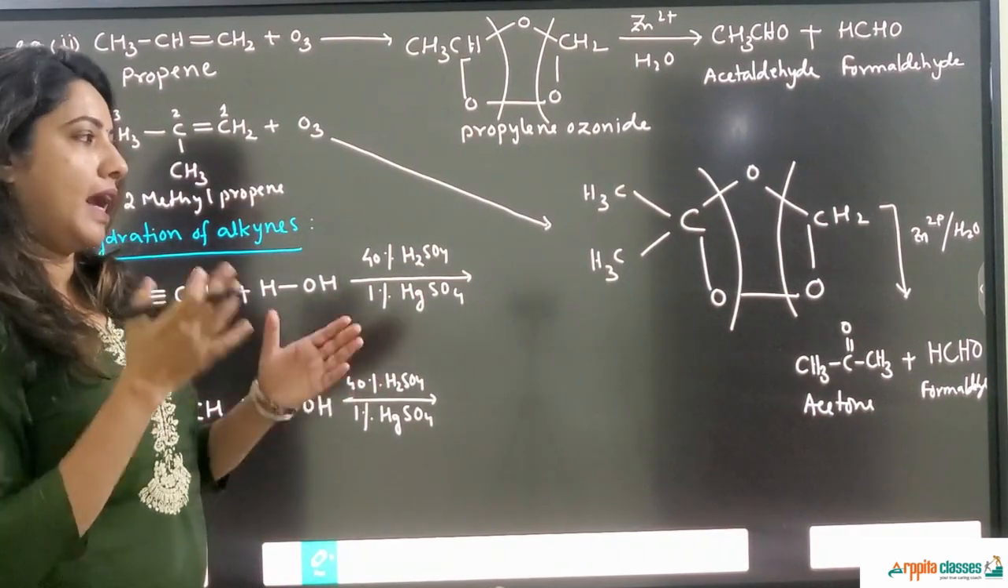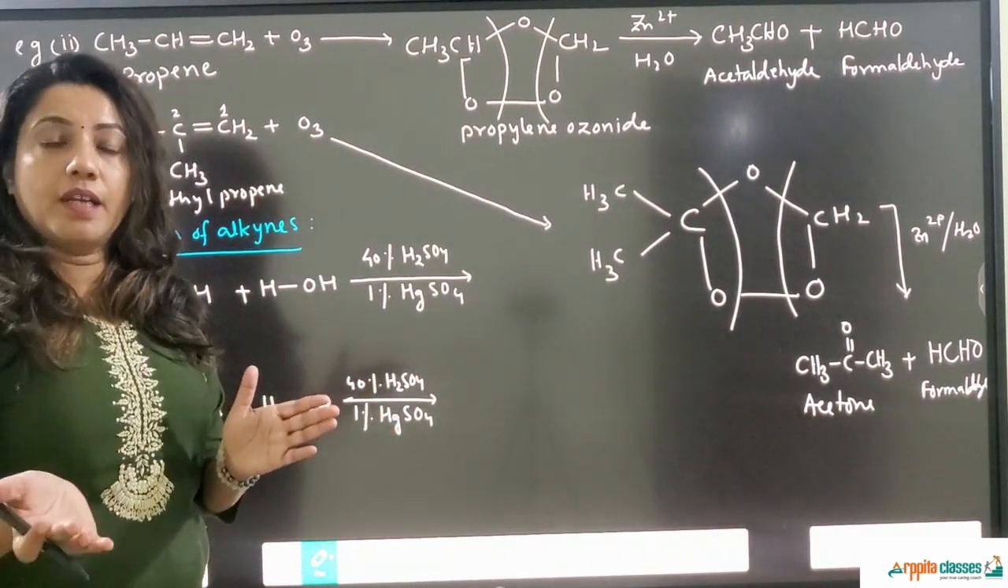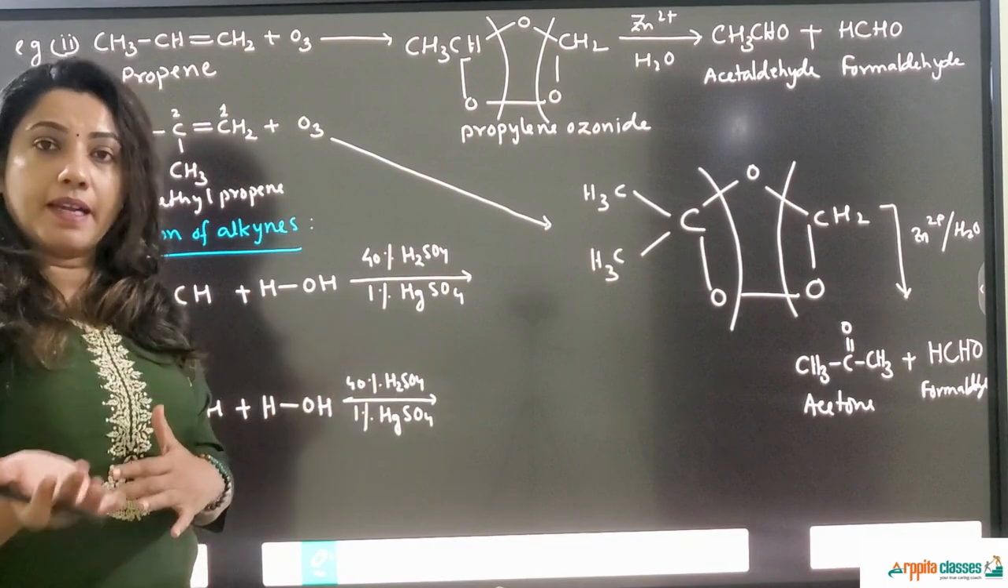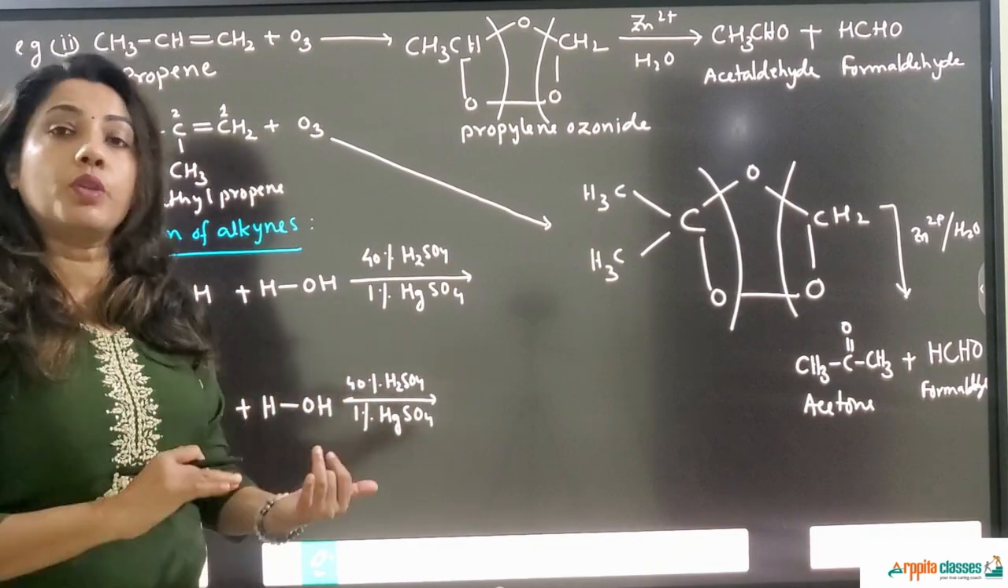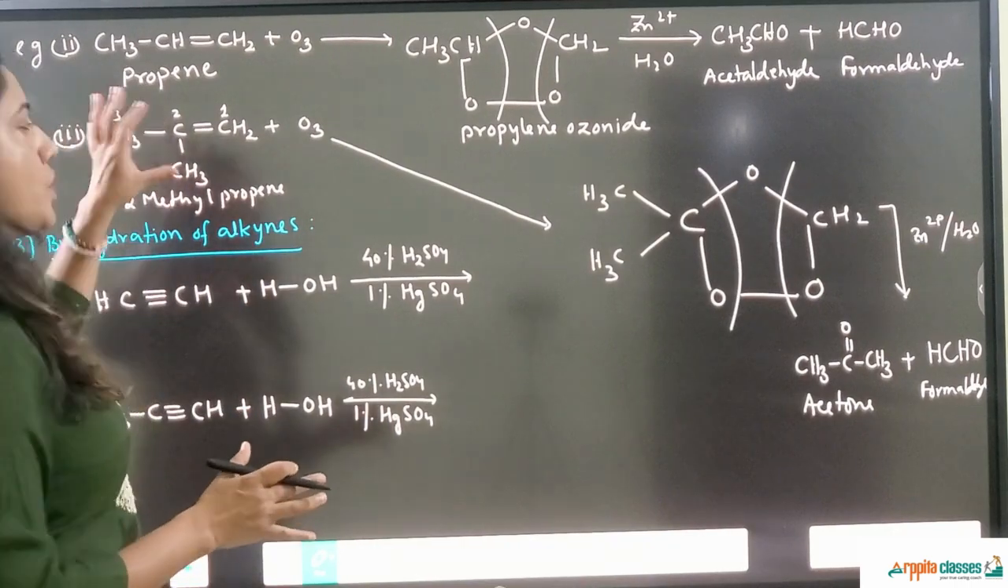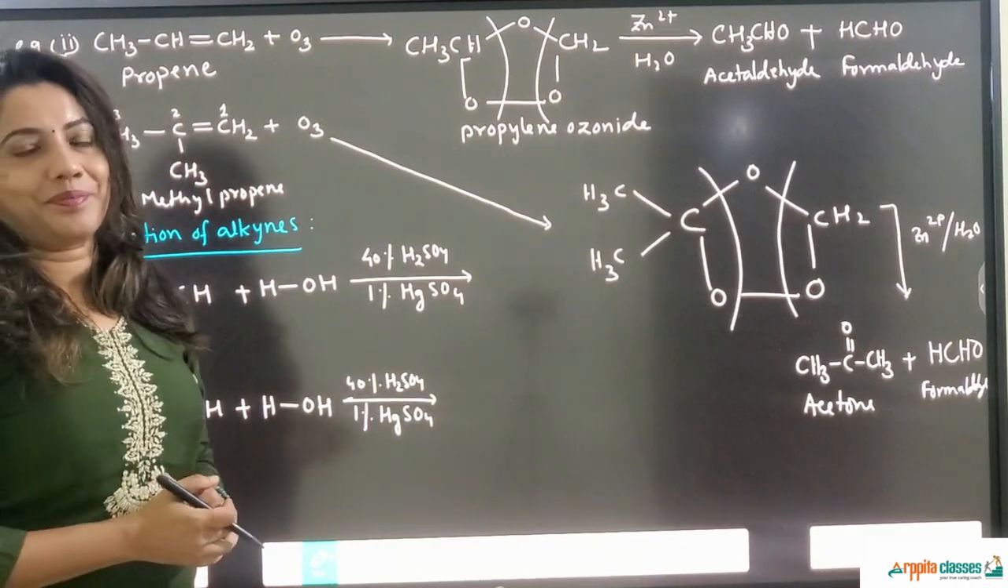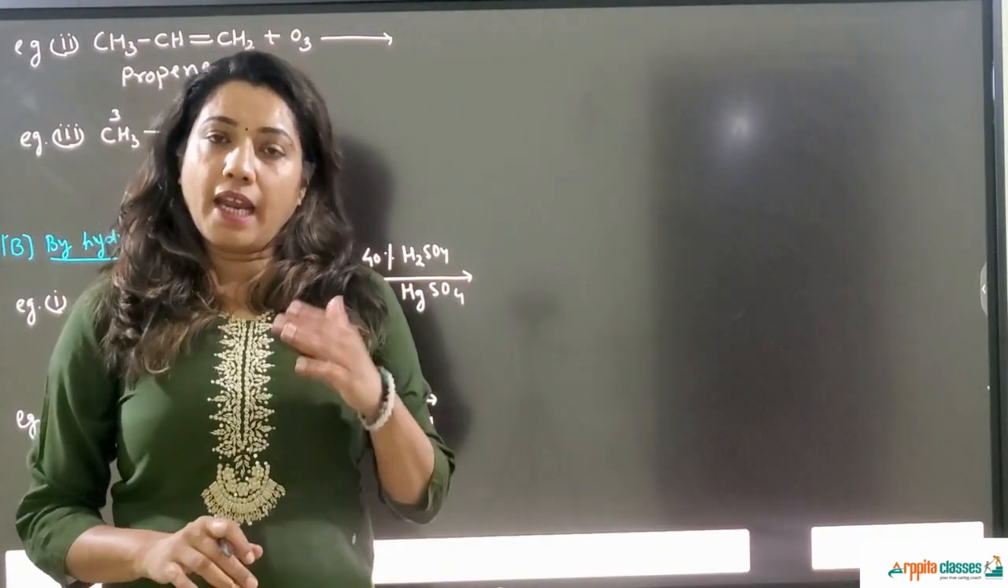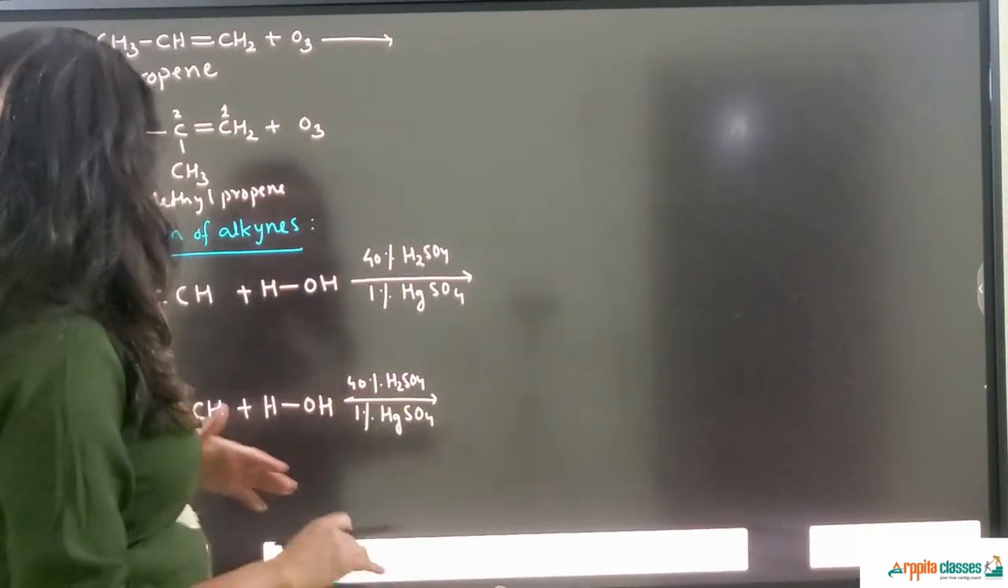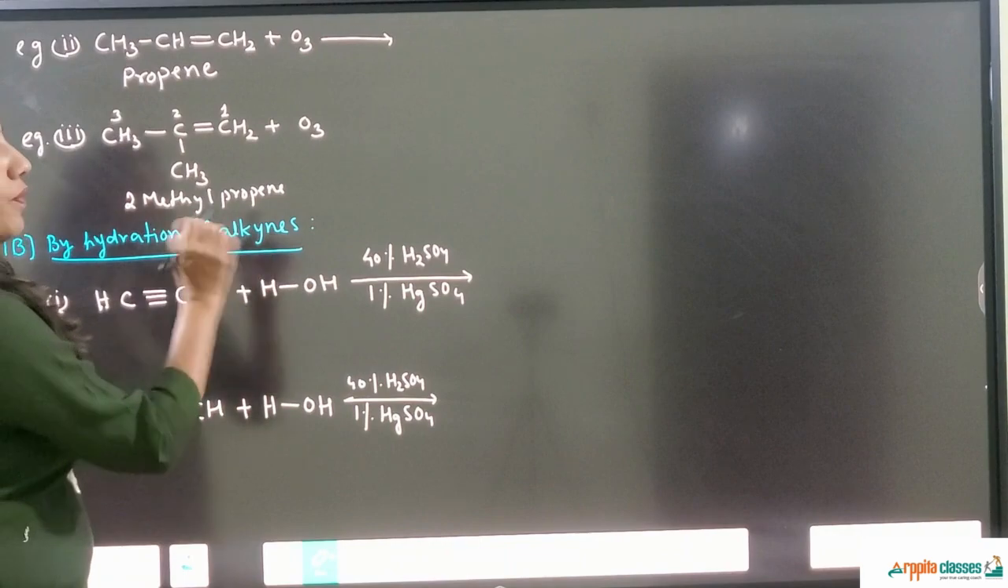You are going to get aldehydes, both different aldehydes, or the same aldehyde, or one aldehyde and one ketone, or both ketones. That depends on the structure of the alkene. The next reaction is again from hydrocarbon, but now the reaction is hydration of alkynes.